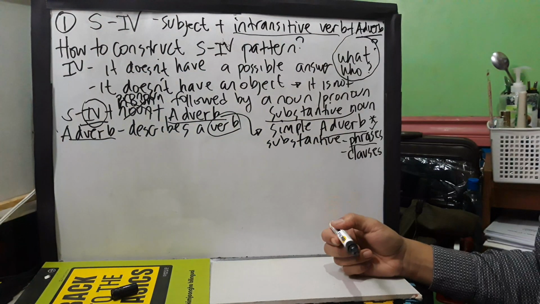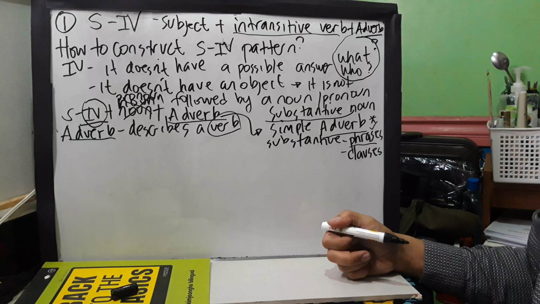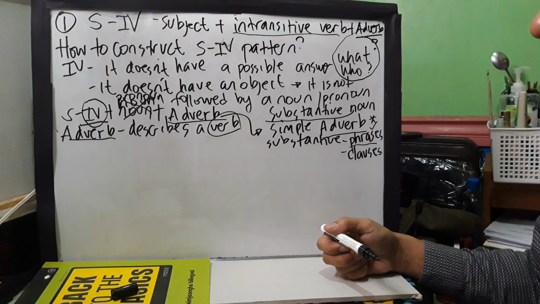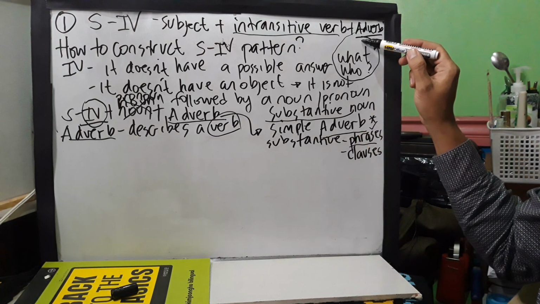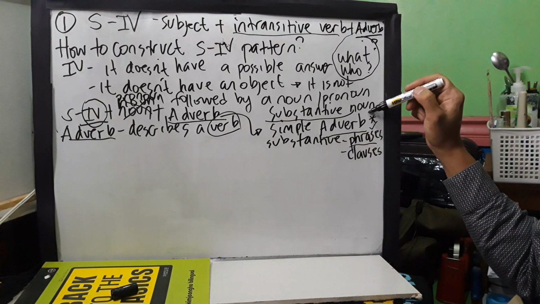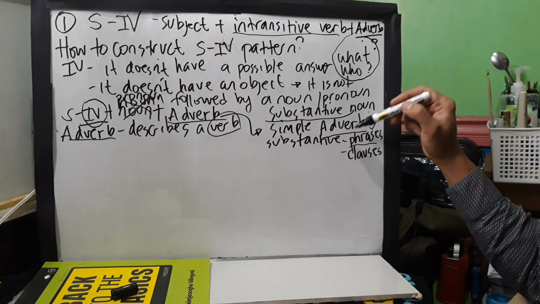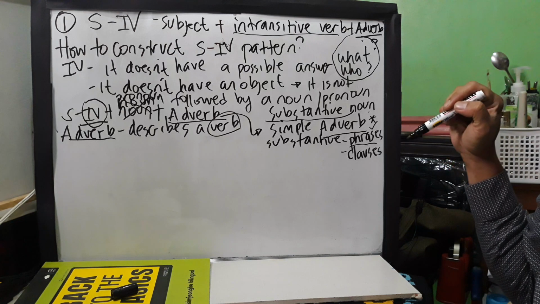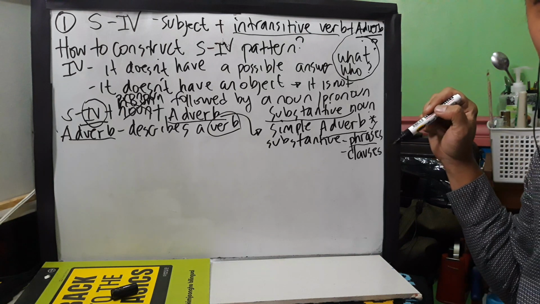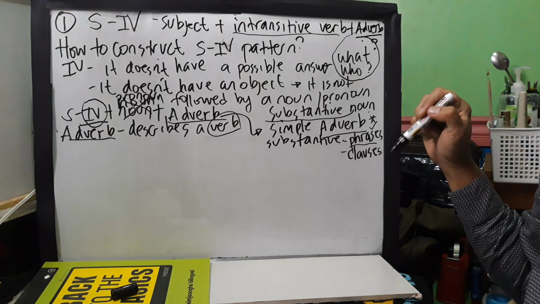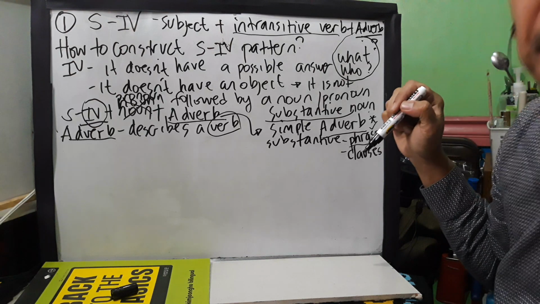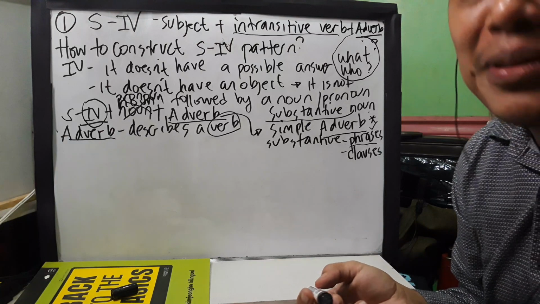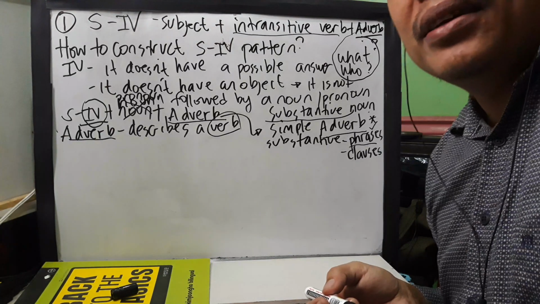Again, guys, I repeat. If you have an intransitive verb in your sentence, it is followed by an adverb. An adverb can be in the form of a simple adverb or the substantive of adverb, which are the phrases and the clauses. So is it clear, guys? That's the most important thing, how to construct the SIV pattern. Now, teacher, can we have an example? Definitely. I will give you examples.